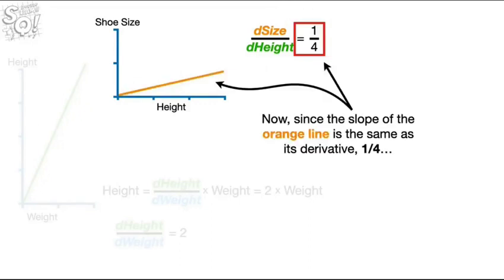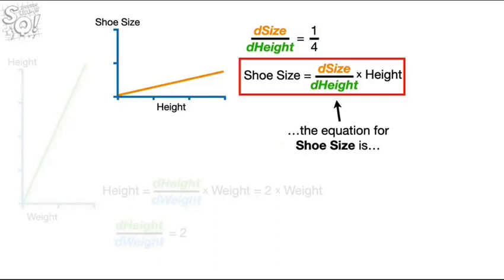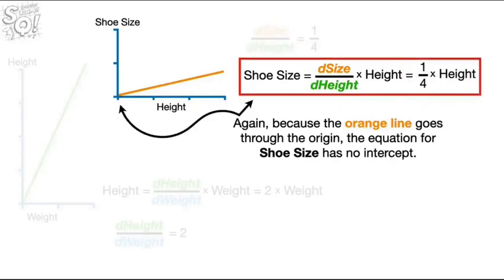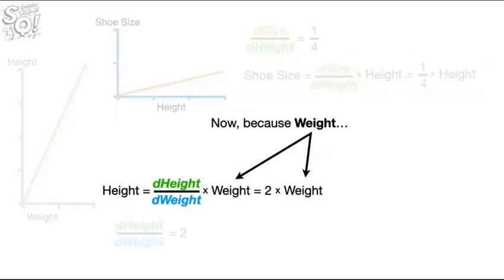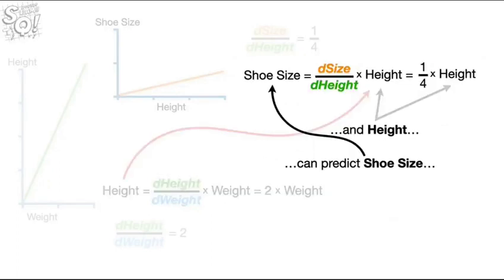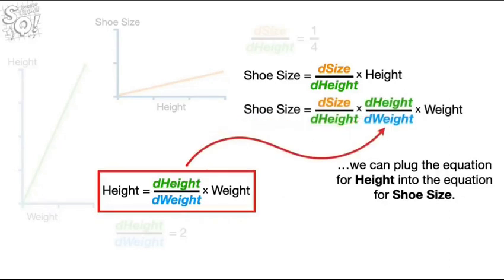Now, since the slope of the orange line is the same as its derivative, the equation for shoe size is shoe size equals the derivative of shoe size with respect to height times height, which equals 1/4 times height. And again, because the orange line goes through the origin, the equation for shoe size has no intercept. Now, because weight can predict height and height can predict shoe size, we can plug the equation for height into the equation for shoe size.